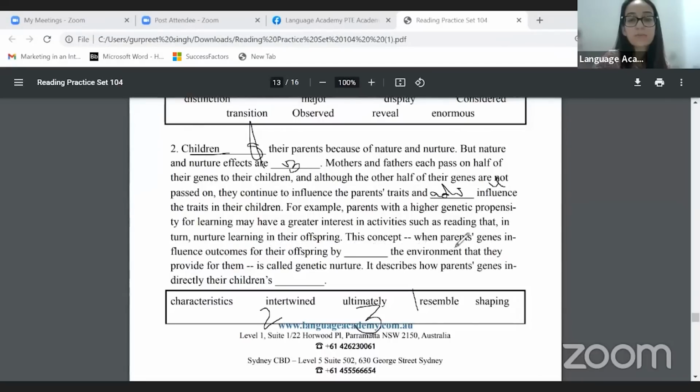This concept, when parents' genes influence outcomes for their offspring by dash the environment that they provide for them. So after by comes the ing form of a verb. Before by comes ed, after by comes ing. And there's only one that we have, shaping the environment. It describes how parents' genes indirectly, there's a verb missing here, influence their children's characteristics.